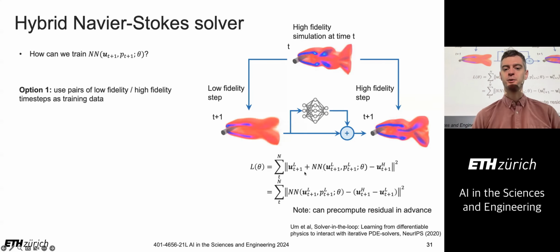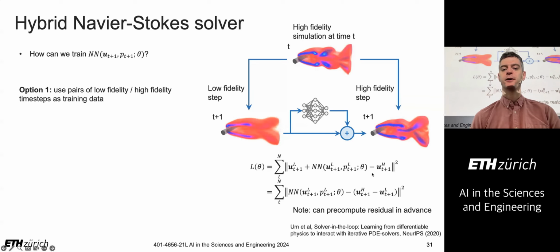And so the loss function would be exactly this, where the input to the network here is the low fidelity step, which I've got with this L index here. Because this is a residual connection, we say the low fidelity step plus the neural network's correction of that low fidelity step should match the high fidelity step at time t+1.